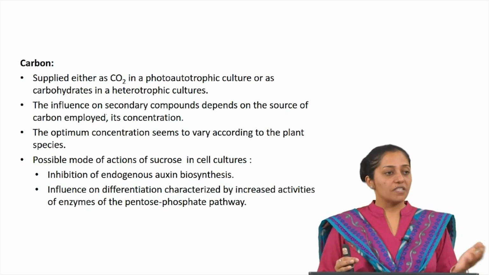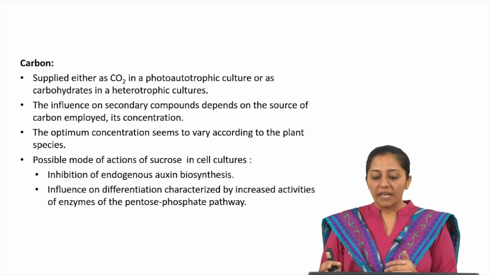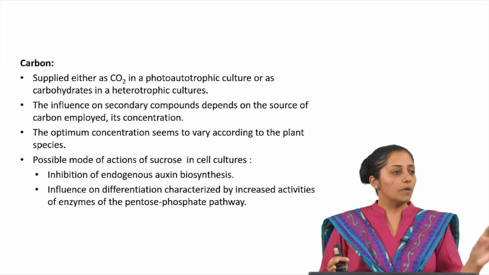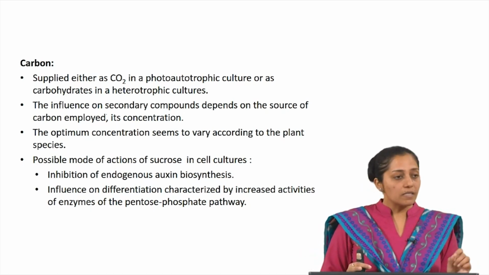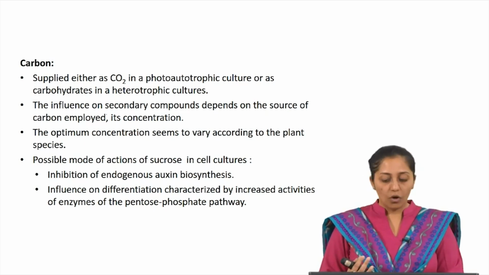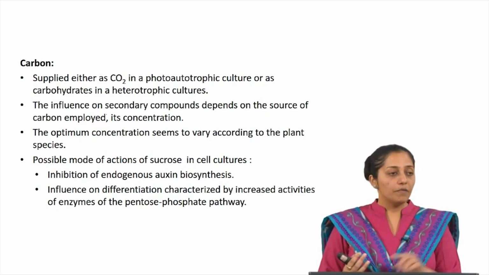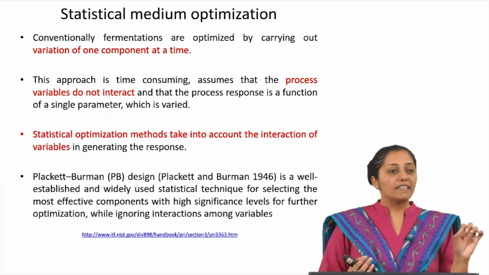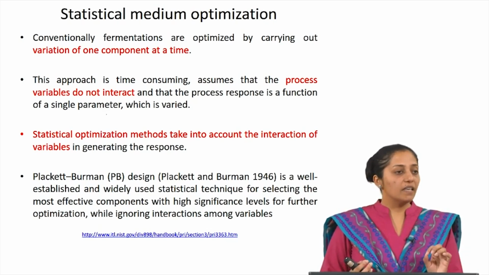So, then we spoke about statistical media optimization. I will just quickly go through. Conventionally, fermentations we optimize using single factor, where the rest of the components are kept constant and one component is varied in a range and you see the effect on the response. Now, this approach is time consuming, and it assumes that the process variables do not interact and the process response is a function of a single parameter. Now, statistical optimization methods take into account the interaction of the variables, as we know, in generating the response.